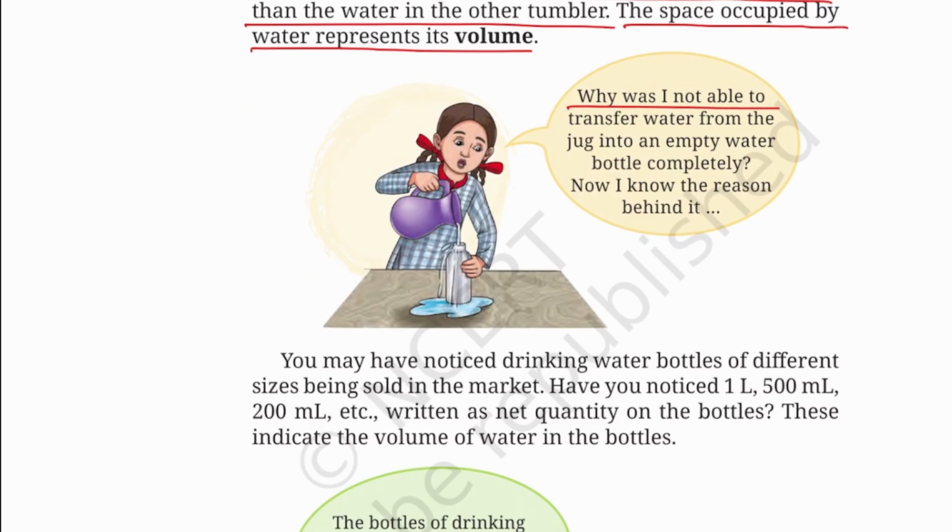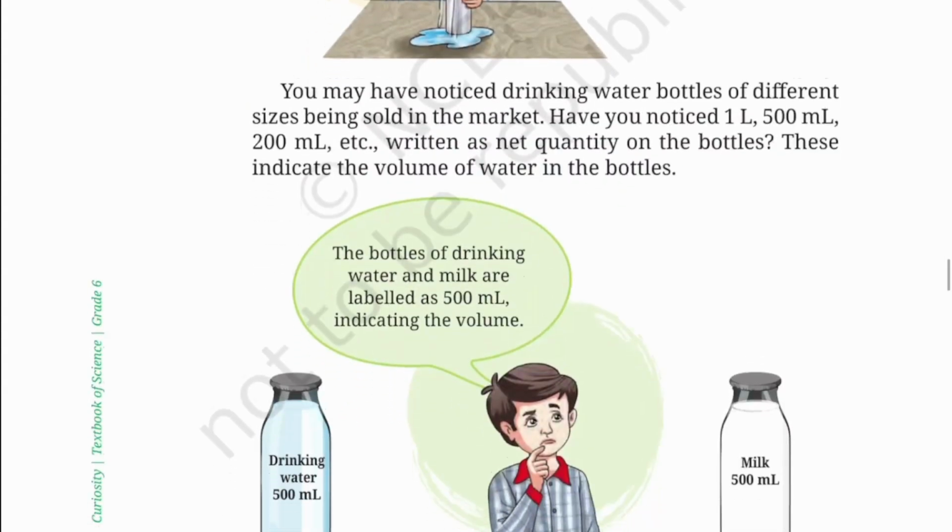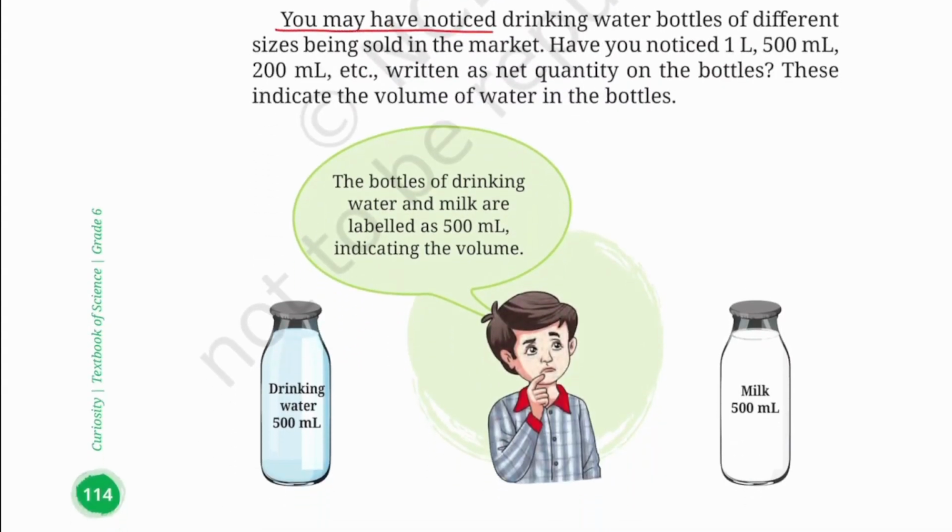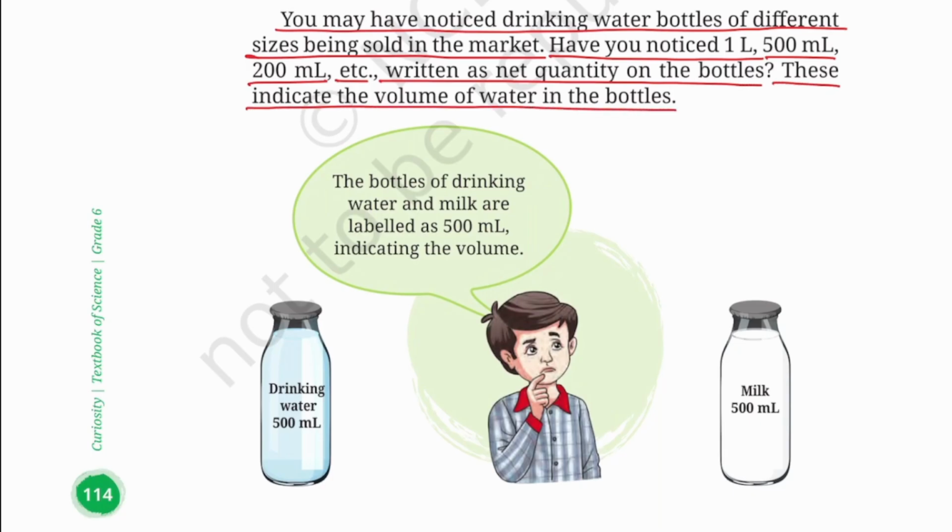Seeth asks, "Why was I not able to transfer water from the jug into an empty water bottle completely?" Now I know the reason behind it. You may have noticed drinking water bottles of different sizes being sold in the market. Have you noticed 1 liter, 500 milliliter, 200 milliliter, etc. written as net quantity on the bottles? These indicate the volume of water in the bottles. Gulan says the bottles of drinking water and milk are labeled as 500 ml, indicating the volume. Drinking water 500 ml, milk 500 ml.